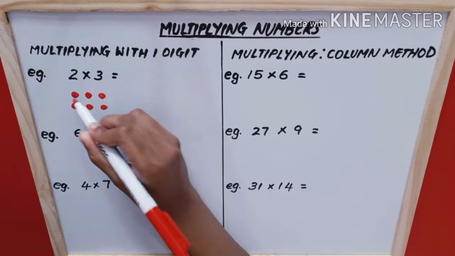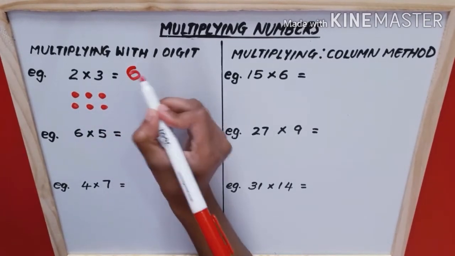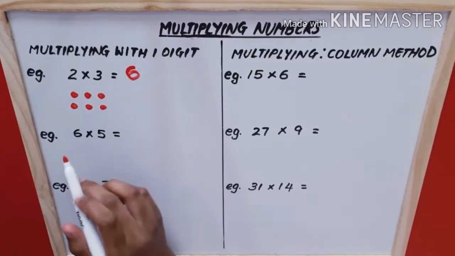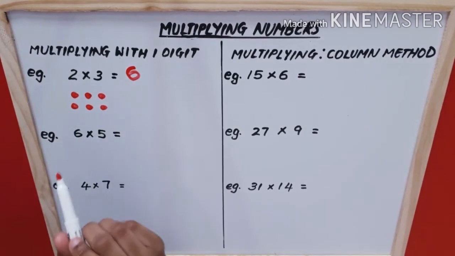So once you've finished drawing them all, you add them all up and you get your answer. So here I've got my answer is 6. 2 multiplied by 3 equals 6. Now let's move on to the next question.